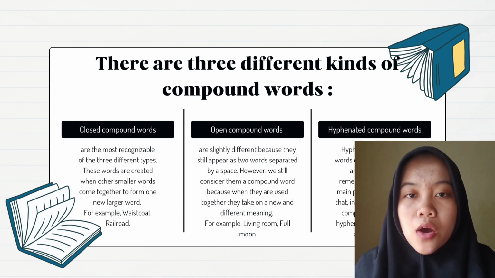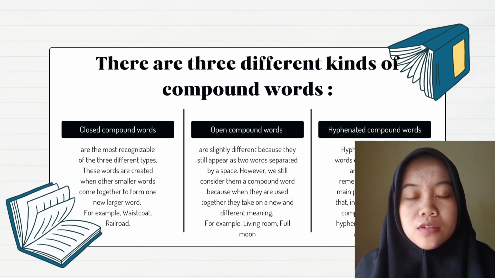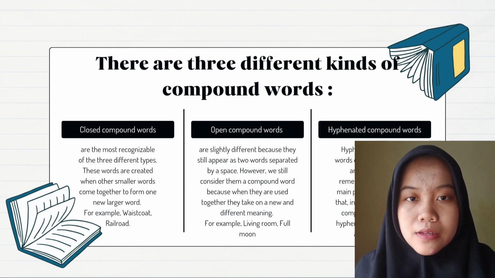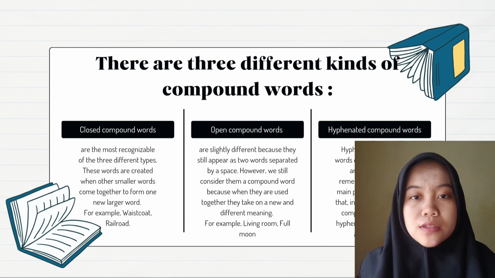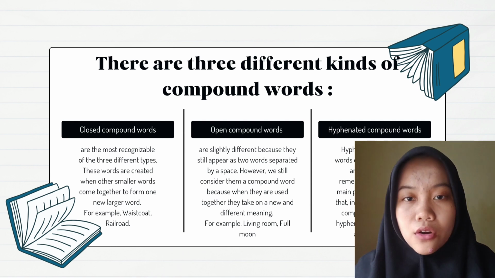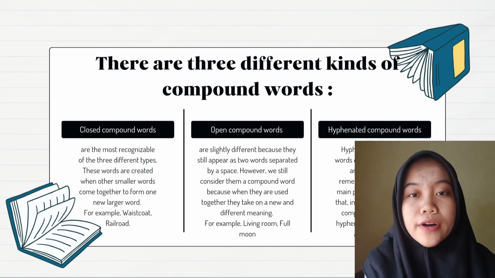For example, waistcoat and railroad. Open compound words are distinctly different because they still appear as two words separated by a space. However, we still consider them compound words because when they are used together, they take on a new and different meaning. For example, living room and full moon.